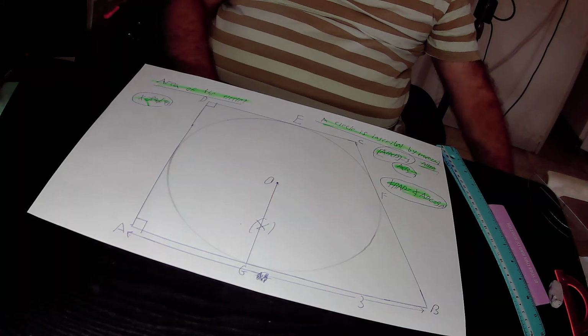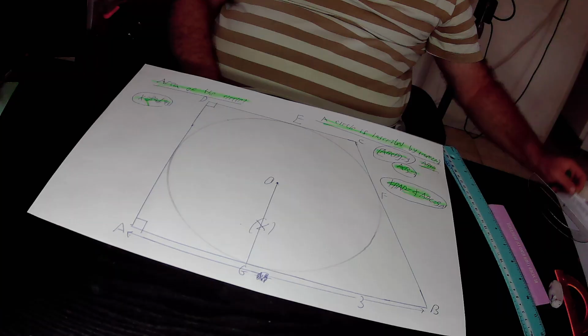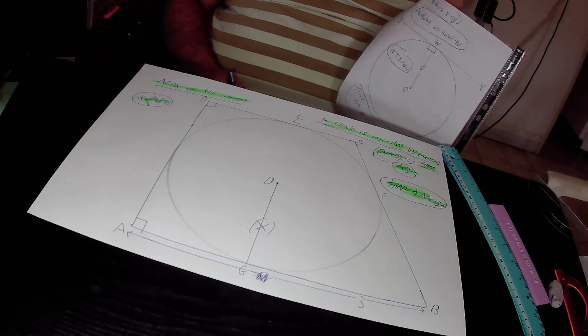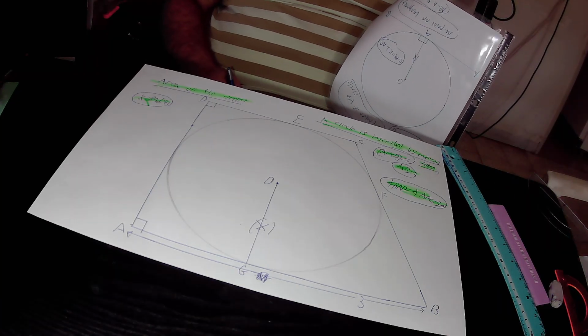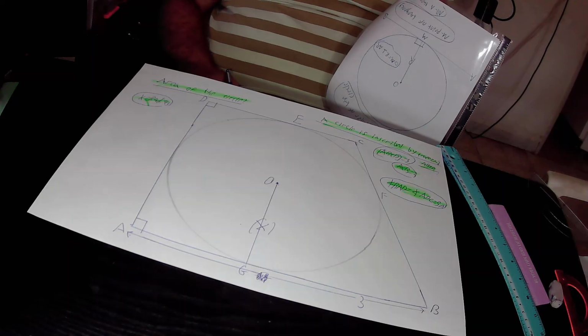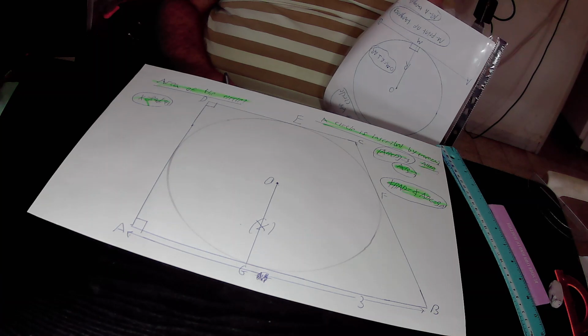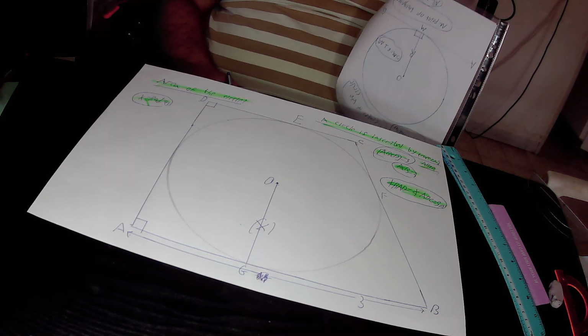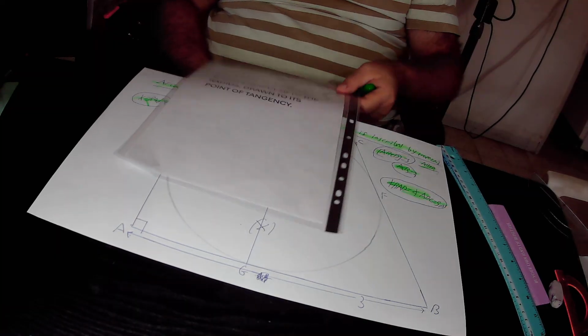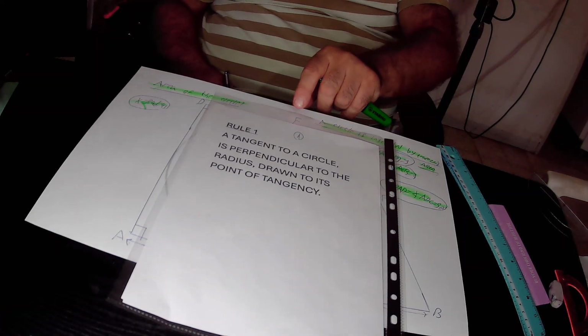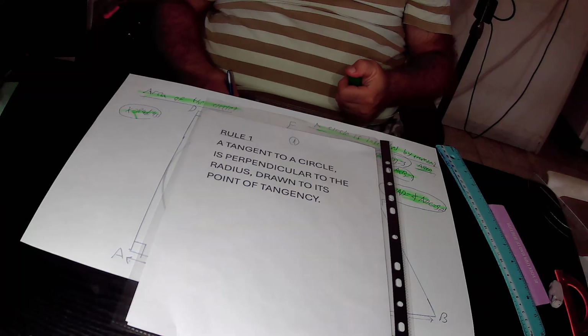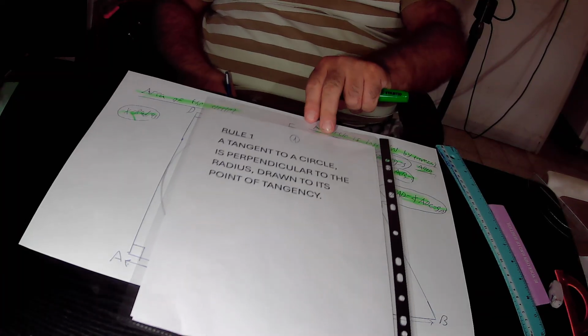Here we can implement rule 1, and we will implement rule 1 a couple of times. I will explain only one case, and in the other cases we will implement rule 1 automatically without any explanation. So according to rule 1, a tangent to a circle is perpendicular to the radius drawn to its point of tangency.